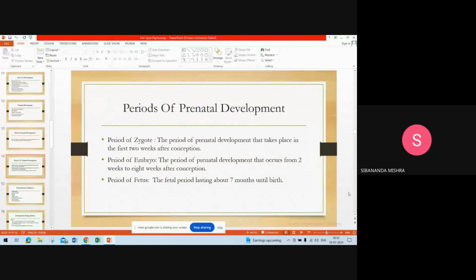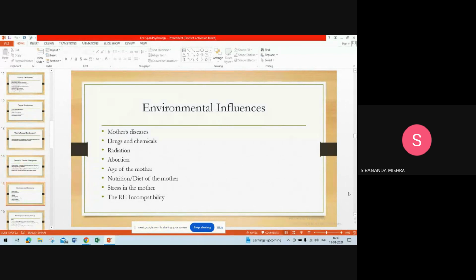Okay, next. Environmental influences. What are the environmental influences? Environment begins to influence the individual as soon as he or she is conceived. First of all, mother's disease. Mother's disease is the main cause of fetal death. The mother is confronted with different diseases like German measles or rubella, mumps, polio, and influenza, which affect the mother during the prenatal period.